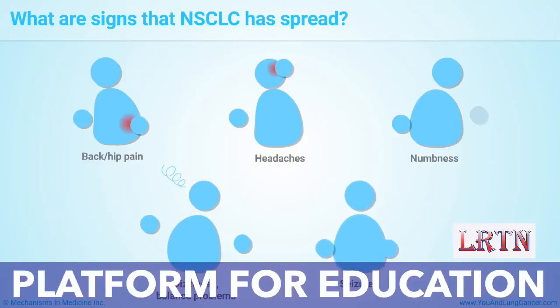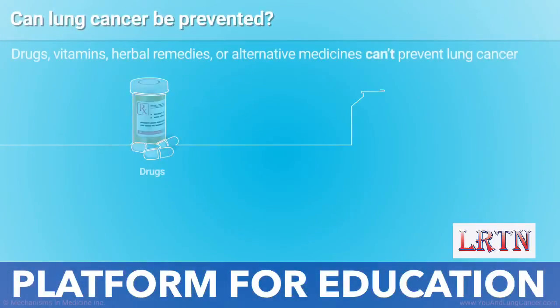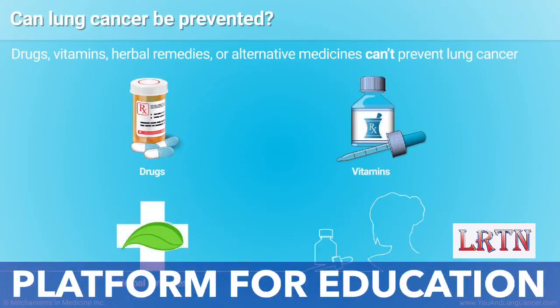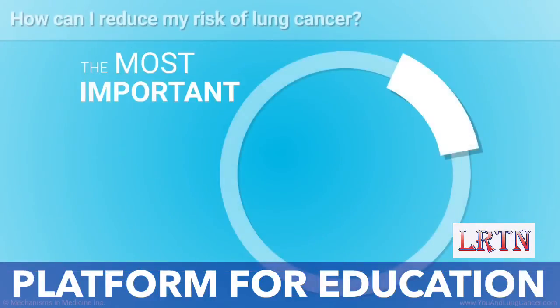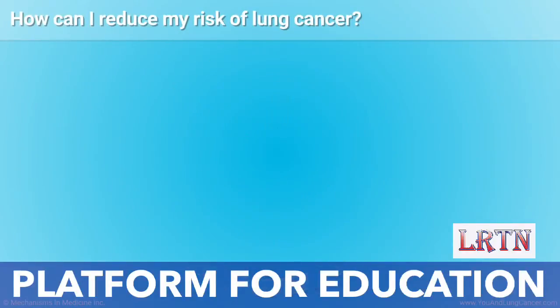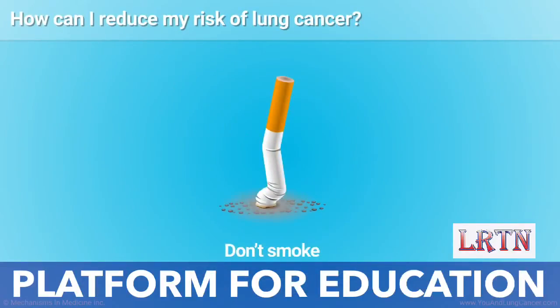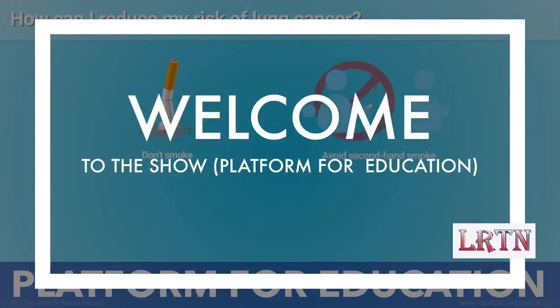So far, researchers haven't found any drugs, vitamins, herbal remedies, or alternative medicines that can help prevent lung cancer. The most important thing you can do to lower the risk of non-small cell lung cancer is don't smoke cigarettes, cigars, or pipes. Other things you can do: avoid secondhand smoke, avoid radon and other chemicals that can cause cancer, eat a healthy diet.